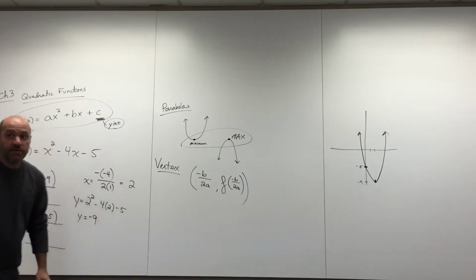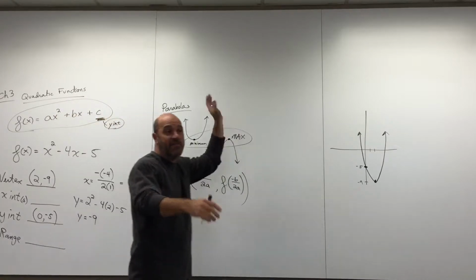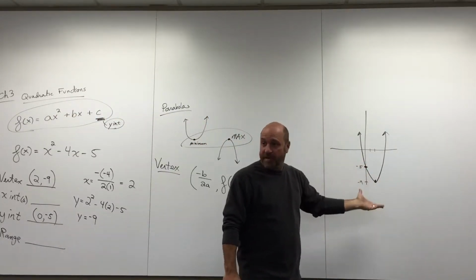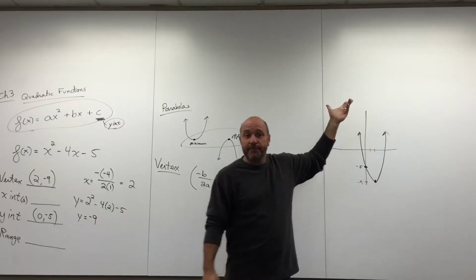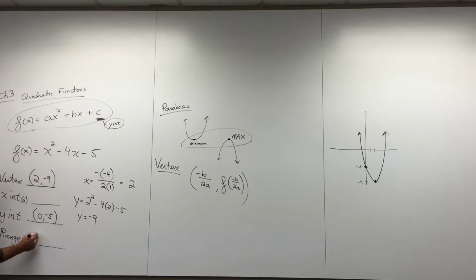And you can answer this last question, especially now that you've got the picture. You can definitely answer this last question. What is the range? The range is the y values. From -9 on up. Yep. From -9 up. You can say that a couple ways. Y is greater than or equal to -9. That's a good way to say it.